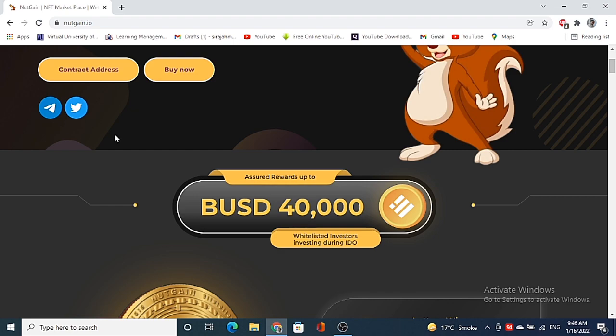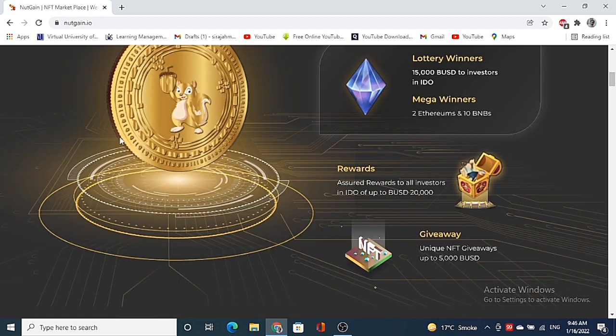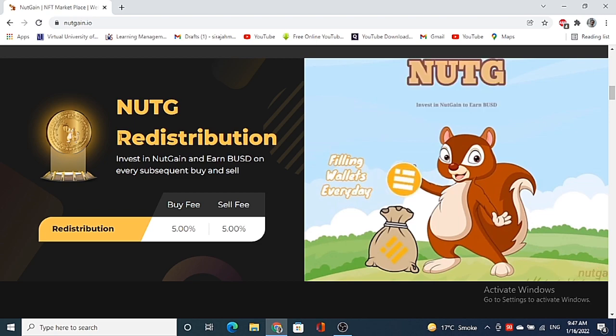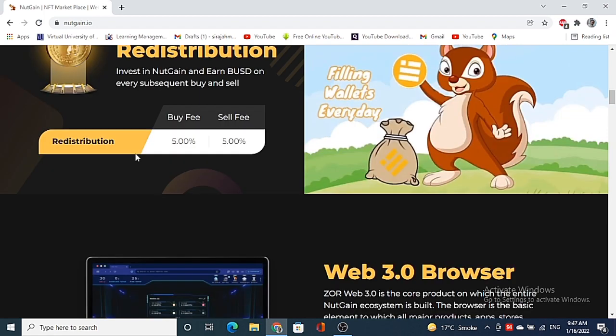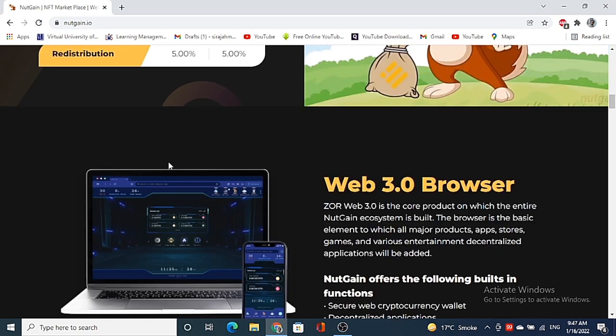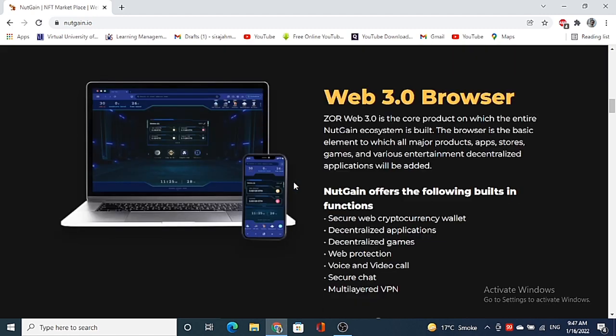The ecosystem is designed around Zor Web 3.0, which is the key product. All main goods, apps, retailers, games and numerous entertainment decentralized applications will be incorporated into the browser as a fundamental element. Some of its interesting features include fast and free ad-blocking with privacy and reduced tracking, along with cookies. So you will not be seeing a lot of ads in this application. Zor is optimized and efficient and it has a dark mode too.